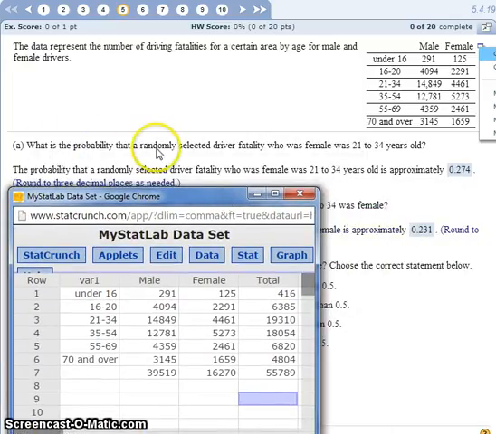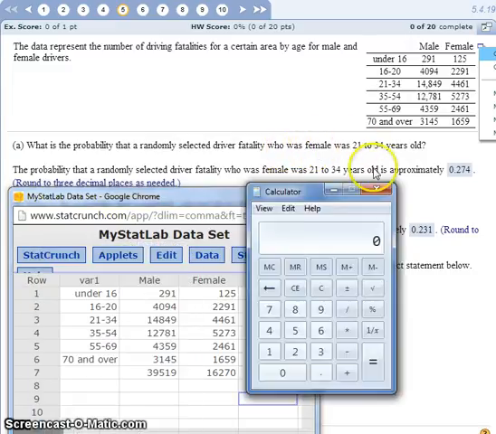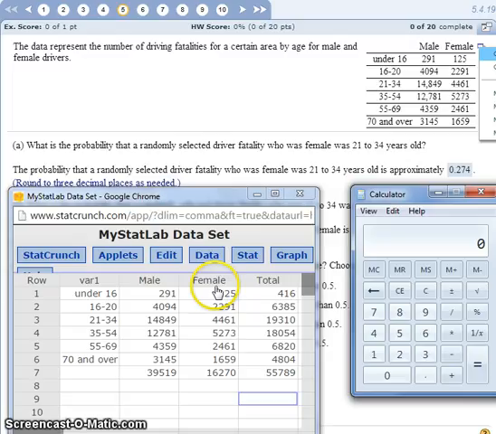The probability that a randomly selected driver fatality who was female was 21 to 34 years old. So we're only looking at the females, and we want to know what the chances are between 21 and 34 years old. So the probability, there are 4,461 females who are 21 to 34, and there's a total of 16,270 females. So that's your probability for A.